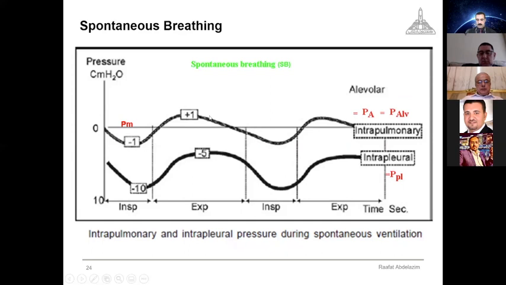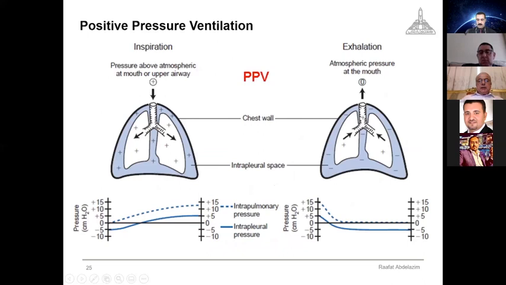And the intrapleural pressure will follow it the same way, but with negative 10 and negative 5 during inspiration and expiration. During mechanical ventilation, there will be no negative pressure unless the patient has some spontaneous effort.